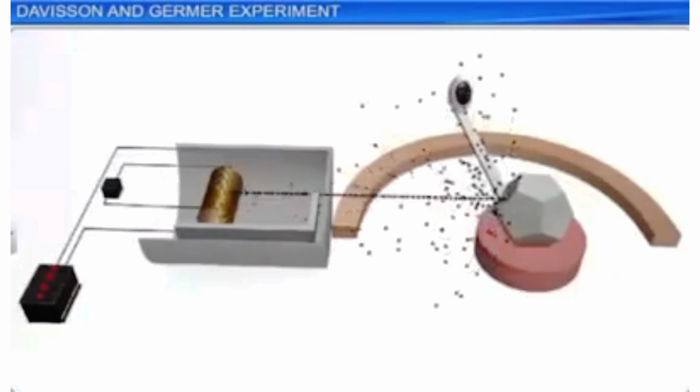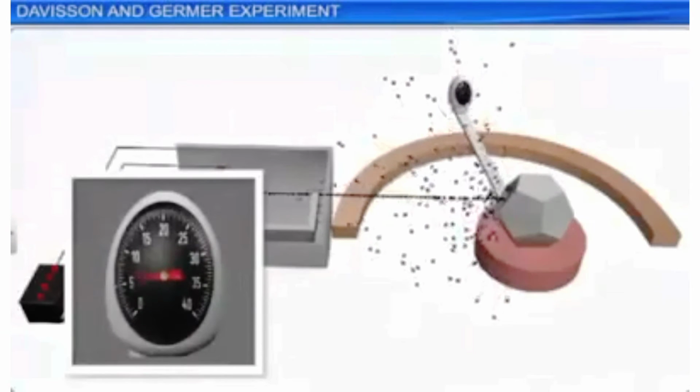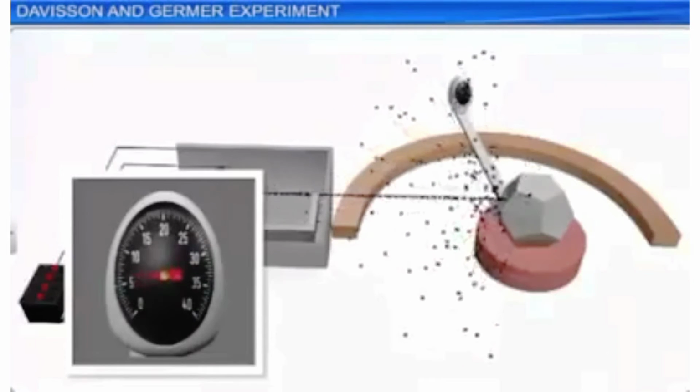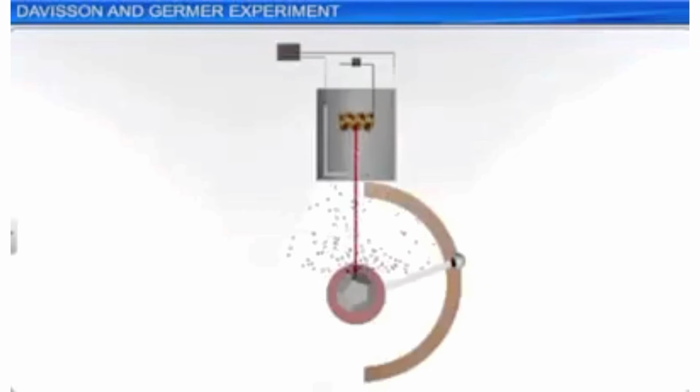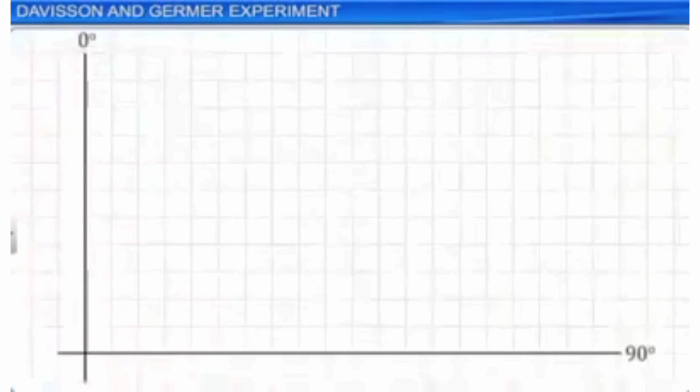By moving the detector on the circular scale to different positions, the intensity of scattered electron beams is measured for different values of angles of scattering. Theta is the angle between the incident and the scattered electron beams. This experiment was performed by varying the accelerating voltage from 44 volt to 68 volt.